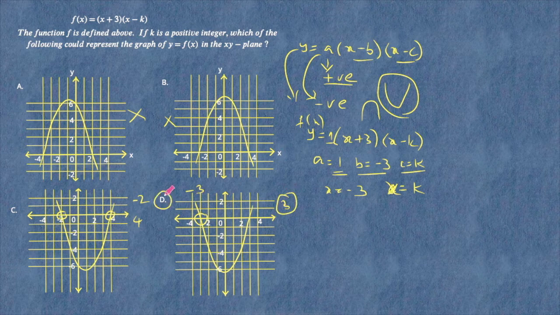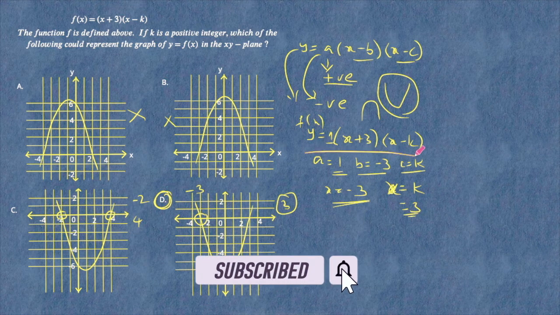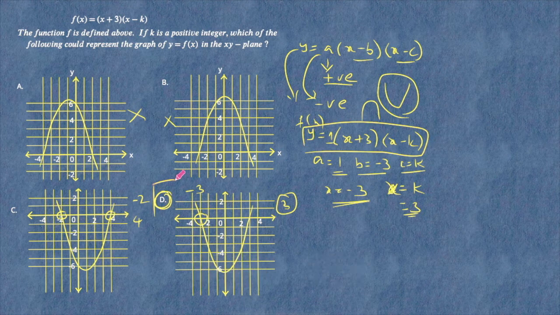So if you look at it, this is the only graph which satisfies this condition where x = −3. And also they have given that k is a positive integer. So k from this equation could be 3. So this is the only graph which satisfies this equation, y = (x + 3)(x − k). So D is the correct answer, and that's how we solve this problem.